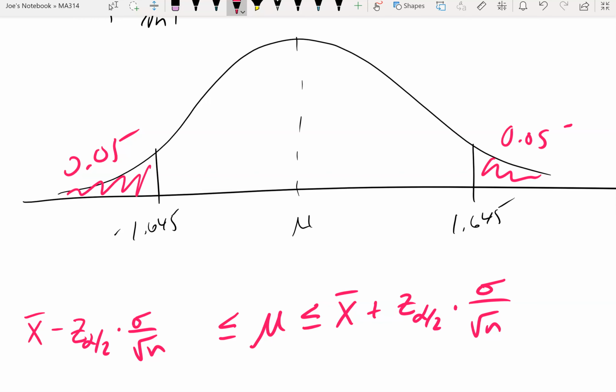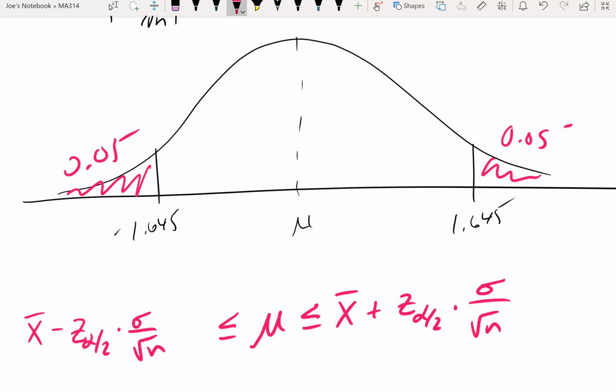And I'm going to choose a sample so that I can figure out x bar. I want to know, is there a range, rather than an actual value, but is there a range now that's likely to contain the mean based on that sample? That's the whole point of doing this, right?